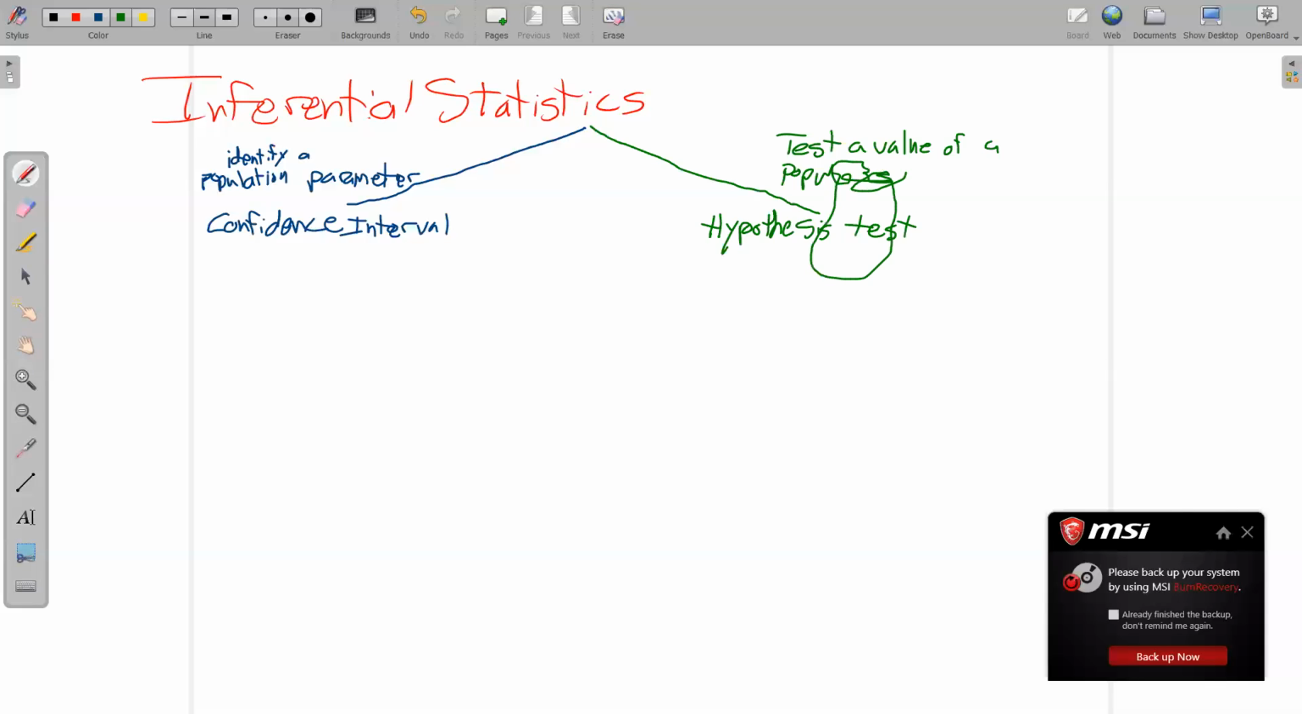Whoa, what happened to my pen? Stop it. Interesting. Let's try that again.